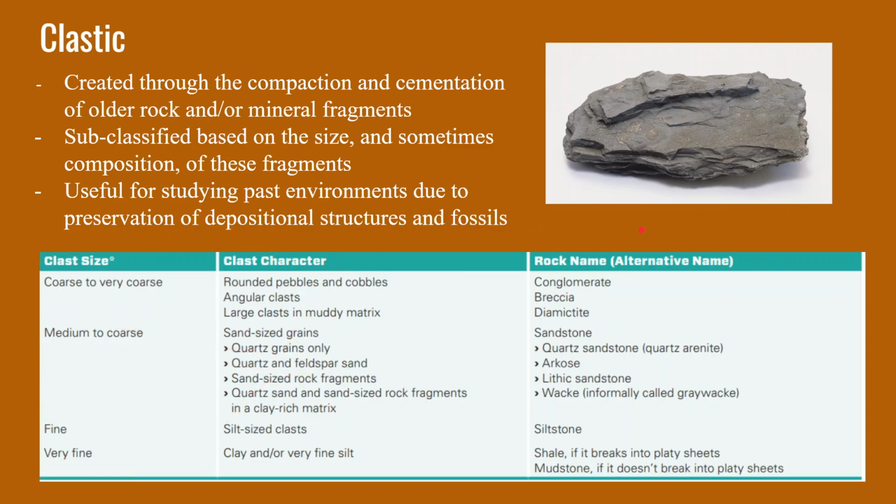The other great thing about clastic sedimentary rocks in particular is that they're very useful for studying past depositional environments. So you can use them to determine what environment it was deposited in, whether it was a dune or somewhere in the near shore or something like that. And they also, like other types of sedimentary rocks, have good potential to preserve fossils, which can tell you about the paleo environment in your area.